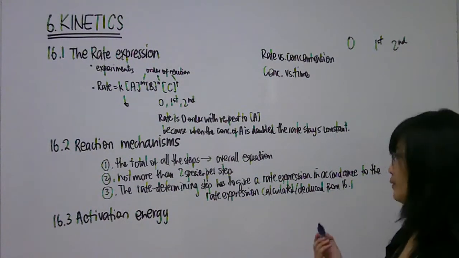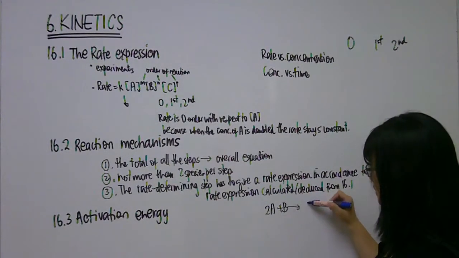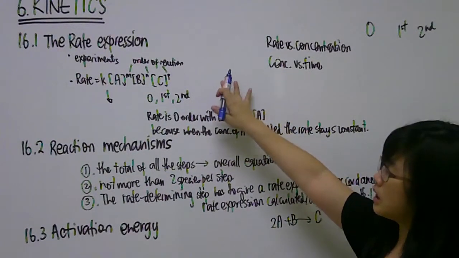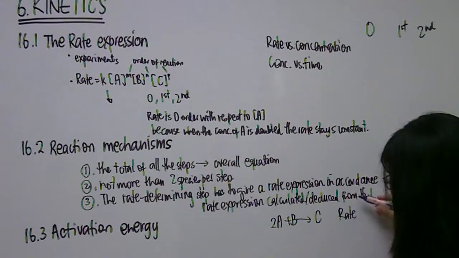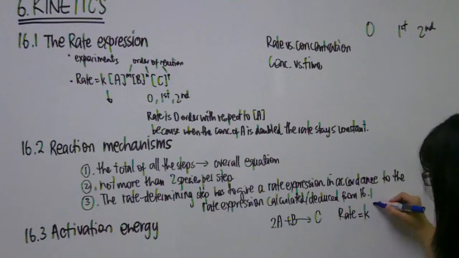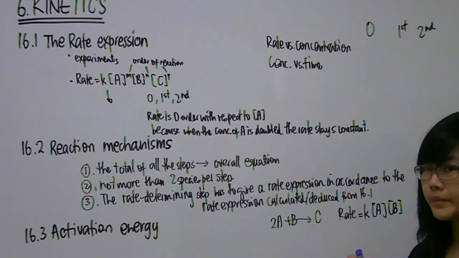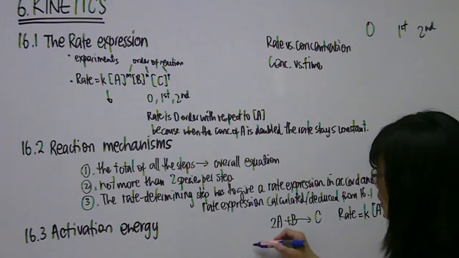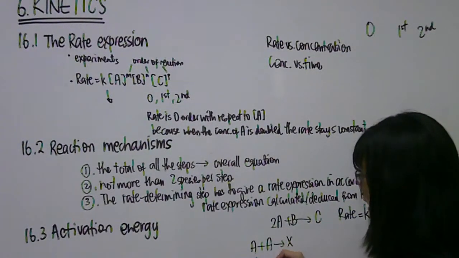Okay, for example, I have an equation like this, okay, 2A plus B giving me C. Okay, and then they give data, and from the data you deduce that the rate expression is like this: k, A, B. Okay, something like that. So what types of mechanism can you come out with? For example, I can say I put A plus A giving me X, which is an intermediate, and then X plus B giving me C, which is a product.